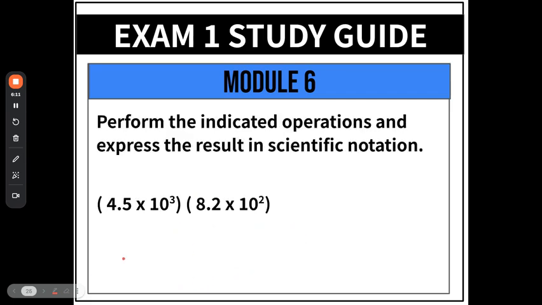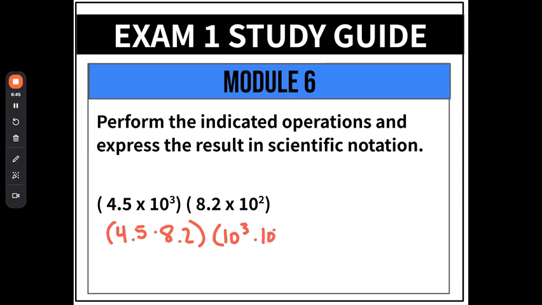Okay. Perform the indicated operations and express the result in scientific notation. Okay, so we're going to use the grouping method that we used earlier whenever we were simplifying. So we're going to group this with this, and then we're going to group the terms with the base 10 together as well. So let's just, all we're doing is rewriting. We're not solving anything yet. 4.5 times 8.2 times 10 to the third times 10 squared.